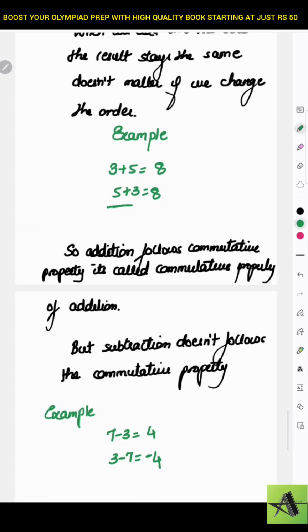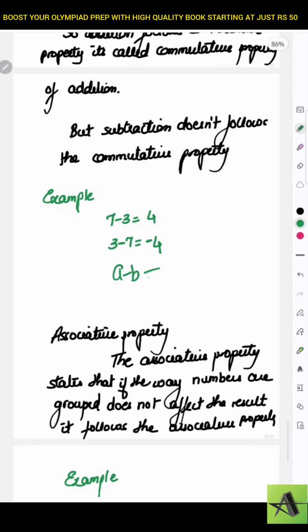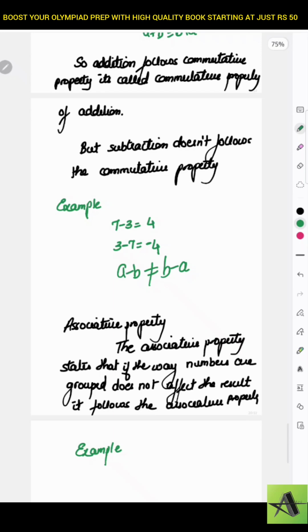So from here I can say A plus B is equal to B plus A, and hence it holds the commutative property of addition. This is called the commutative property of addition. Whereas in subtraction, A minus B is not equal to B minus A. We can clearly see here that it doesn't follow the commutative property.